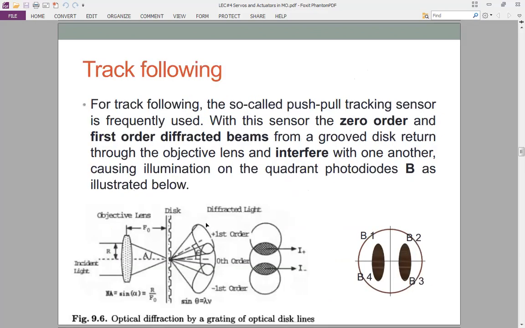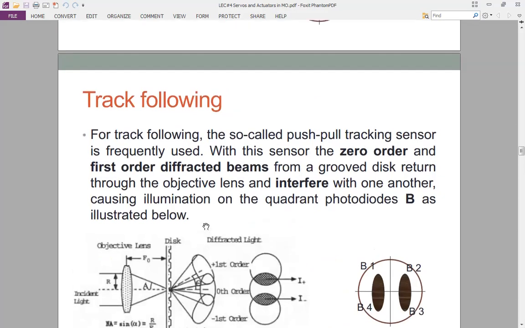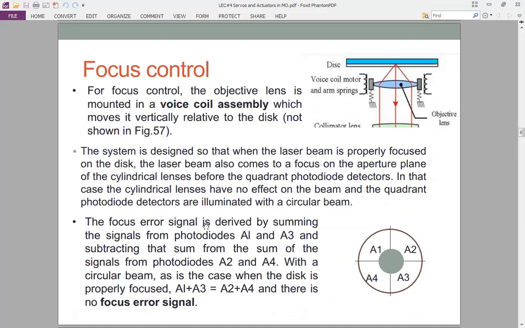Okay. Now, before I go to track following, I think the focus servo system is well explained in terms of movement of the disk. If the disk moves too far or closer, an error is generated. When an error is generated, an actuator will take action to move, sorry, not the disk, but the objective lens, closer or far so that the spot is not lost. But I just want to explain a little bit more about the voice coil.